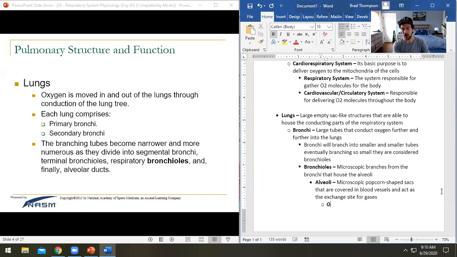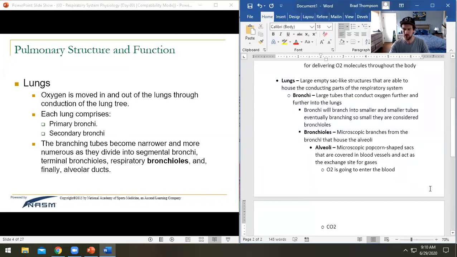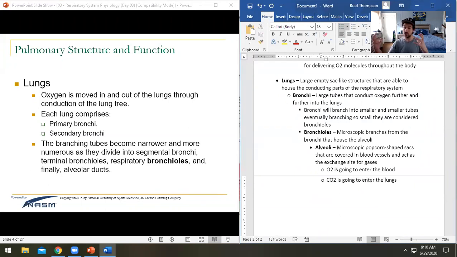This is where O2 is going to enter the lungs, enter the blood, and CO2 is going to enter the lungs, right? So O2 is now going to be driven into the blood, while CO2 is going to leave the blood and enter into the lungs. And then when you exhale, it'll travel from that little bronchiole up to the larger junction, then the larger one, the larger one, until eventually it comes all the way out your mouth.